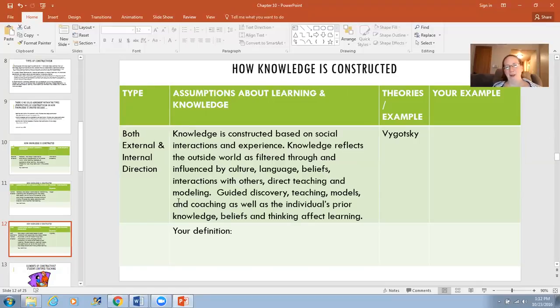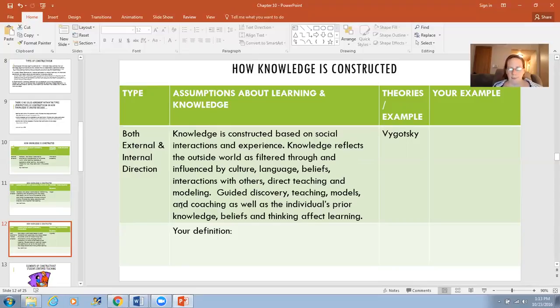Okay, so the third view of how knowledge is constructed is that it's both external and internal. Knowledge is formed from an external and internal direction. Knowledge is constructed based on social interactions and experience. Knowledge reflects the outside world as filtered through and influenced by culture, language, beliefs, interactions with others, direct teaching and modeling, guided discovery, teaching, models, and coaching, as well as the individual's prior knowledge, beliefs, and thinking. So it's the whole enchilada here.